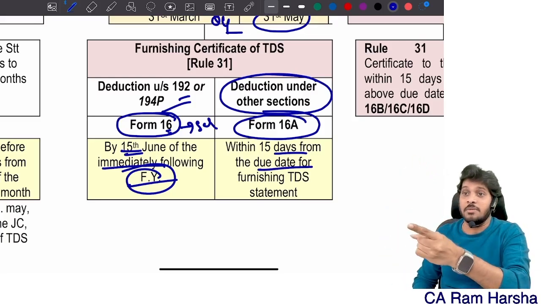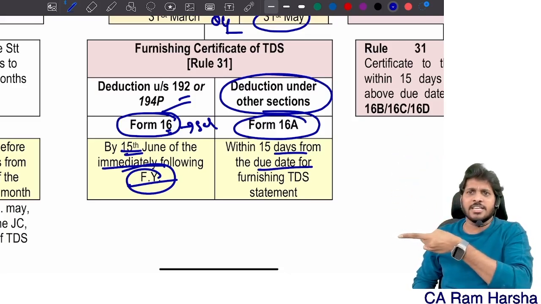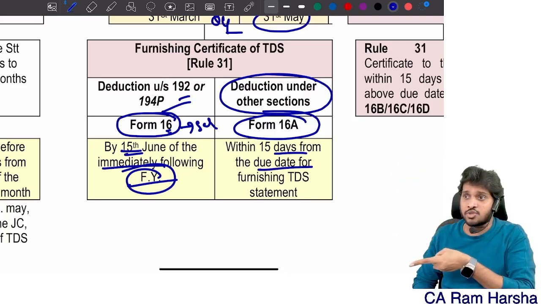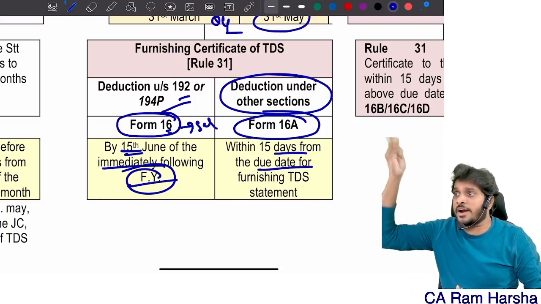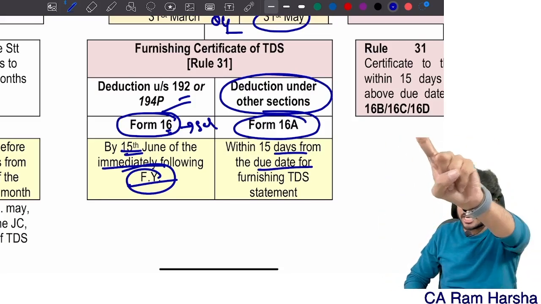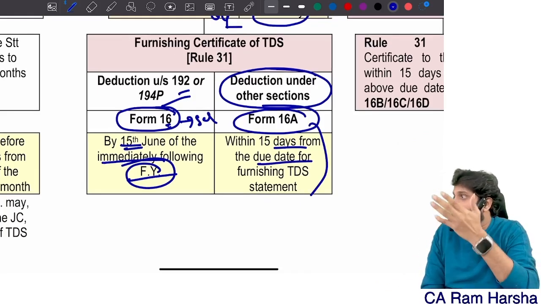No, they want it immediately. Look, you deducted from me in April, May month. ETDS return you should file by 31st July. Assuming you filed on 31st July, where is the proof that you filed with the department? I am giving you 15 days time. Give me the proof. So for other deductors, we will give them Form 16A.